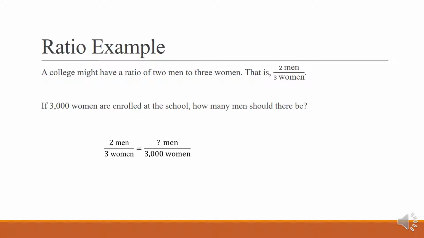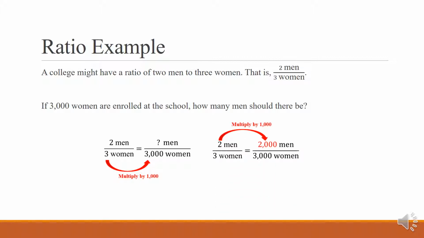So compare your denominators. We're going to say, okay, well, to get from 3 to 3,000, I need to multiply by 1,000. So I need to do the same thing to the numerator. So I'm going to take my 2 and multiply it by 1,000 to get 2,000 men. All right, so there's our answer. If there are 3,000 women enrolled at the school, we expect there to be about 2,000 men.